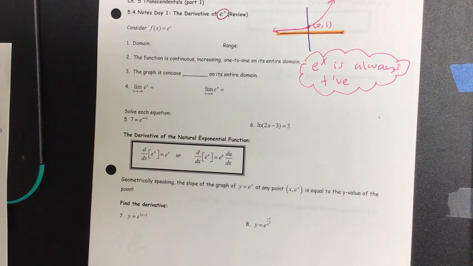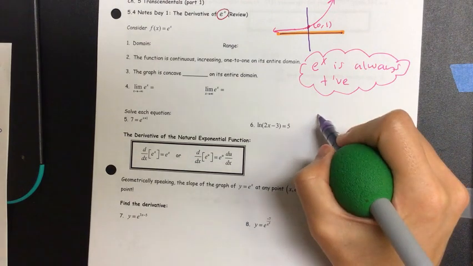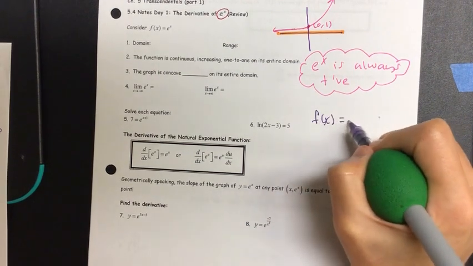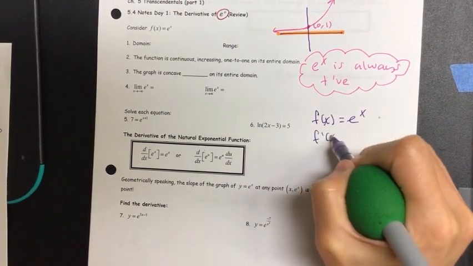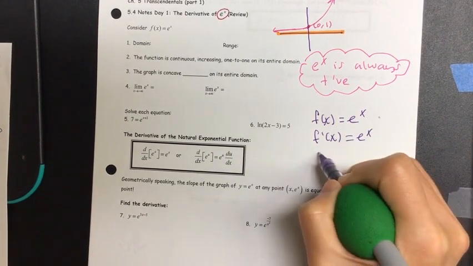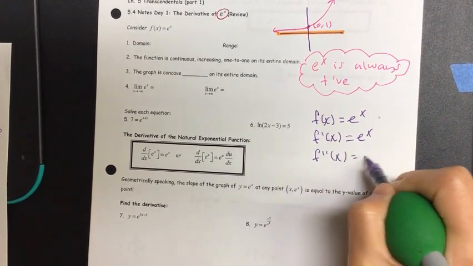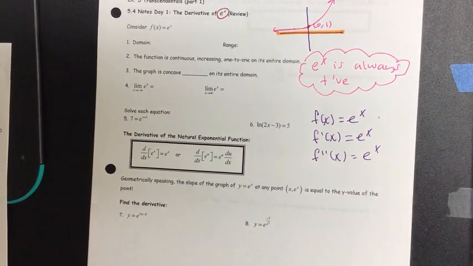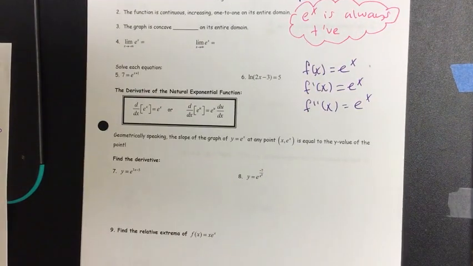So because it's always positive, the derivative will also be positive. So here's the bottom line. f of x given e to the x, f prime of x is also e to the x, f double prime is also e to the x no matter what. So that's a nice thing about e to the x.